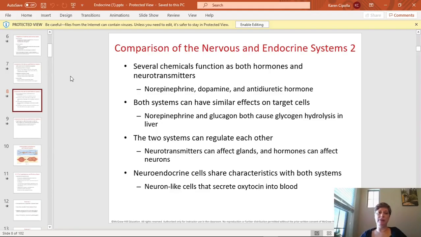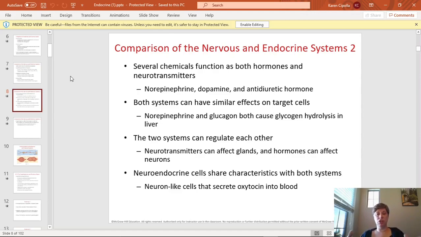So continuing the comparison, there are certain places where the nervous system and the endocrine system overlap. There are certain chemicals that function both as hormones and as neurotransmitters, such as norepinephrine and dopamine. And then they can also have similar effects on the cells. Both norepinephrine and glucagon cause glycogen hydrolysis in the liver, for example. Neurotransmitters can affect glands, and hormones can affect neurons. There is an interplay between the nervous system and the endocrine system.